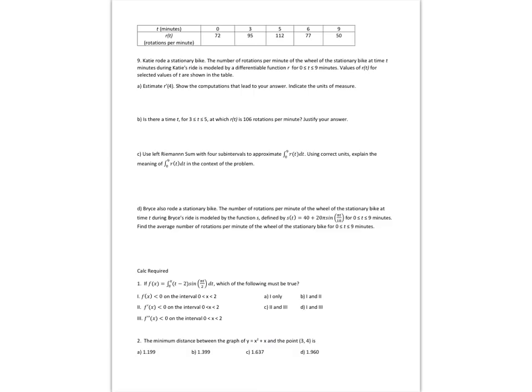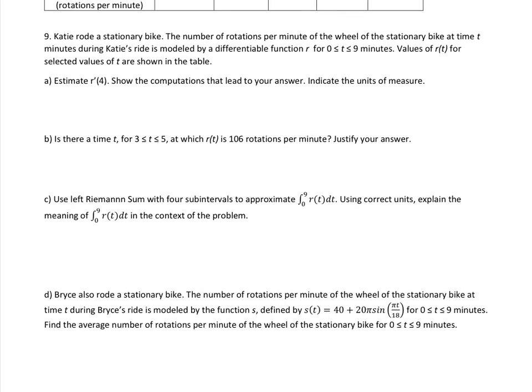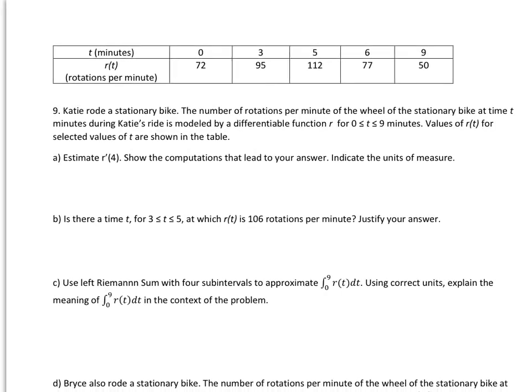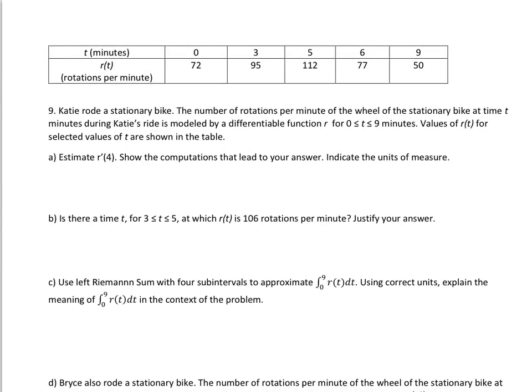Okay, so let's go ahead and enlarge this a little bit. On this one, it says Katie rode a stationary bike. The number of rotations per minute of the wheel of the stationary bike at time t minutes during Katie's ride is modeled by the differentiable function r, for 0 to t to 9 minutes. Values of r of t for the selected values are shown in the table. Okay, so take a look. We need to estimate r prime of 4 for part A and show our computations.